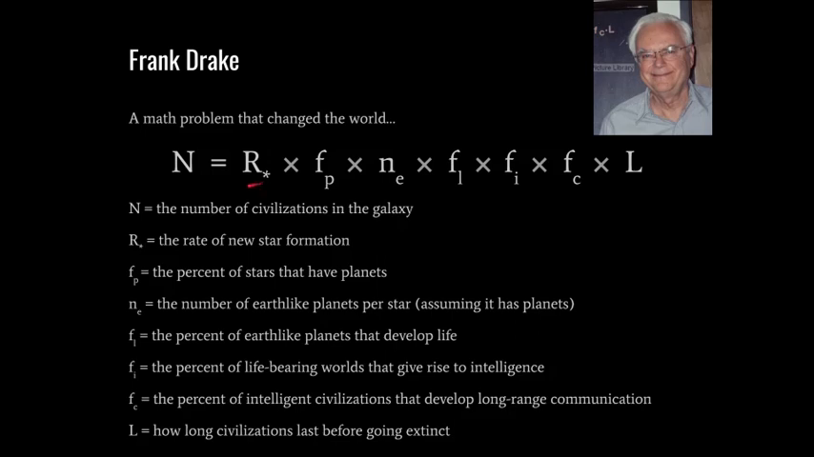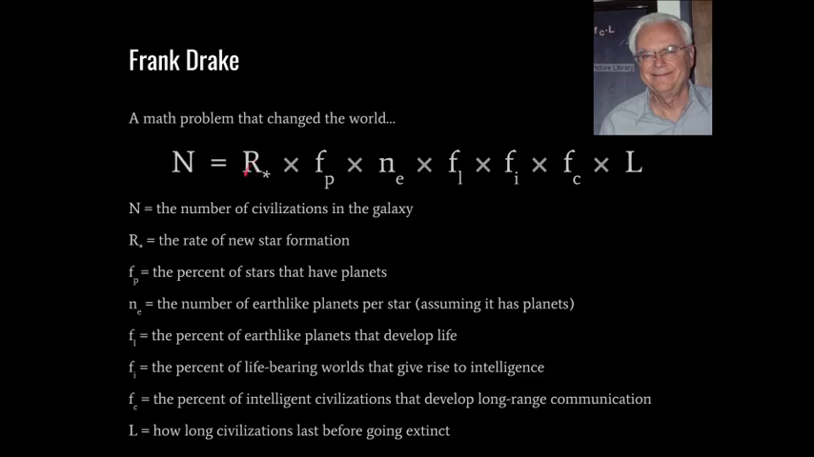The first one seems kind of unrelated, but it'll tie together with the next ones. R star, that is rate of star formation. The rate of star formation. How many new stars you're getting. And this is usually done in years, right? Because we're going to measure at the very end in years, so it'll cancel out. This is the number of new stars every year.